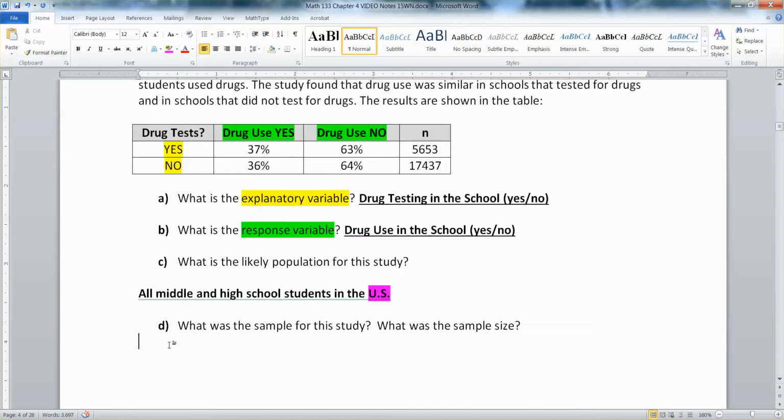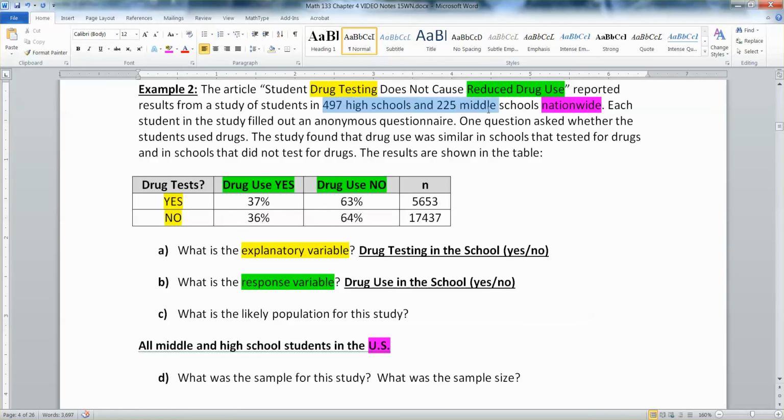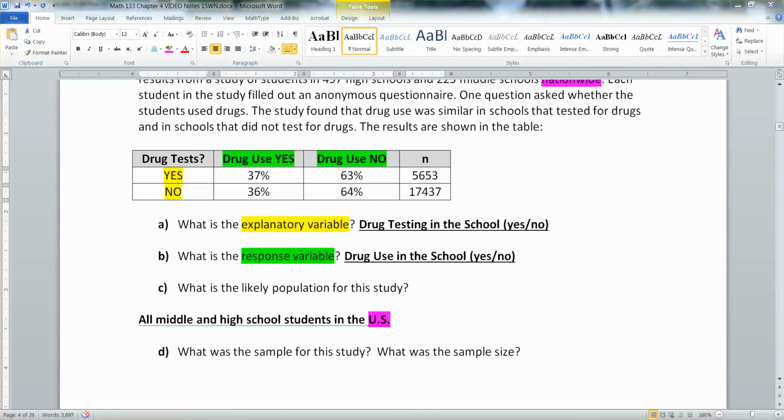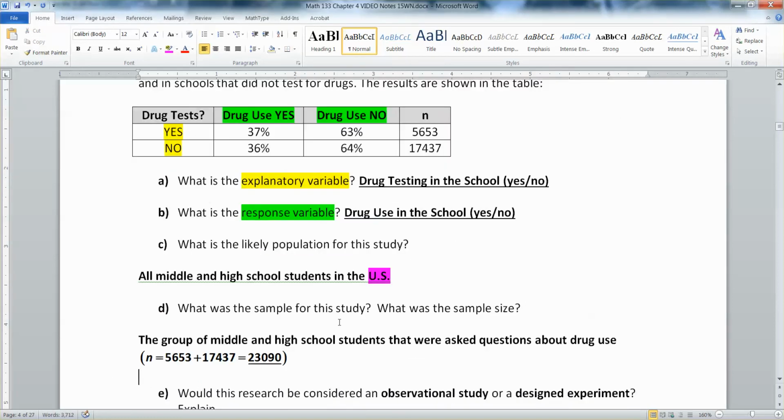All right, now the sample then would be the group that they picked. The sample would be the middle school and high school students that they asked from these schools, which comes to 5,653 from the yes, there's drug testing in my school group, and 17,437 students from the no, there is no drug testing in my school group, which makes a grand total of 23,090 students when you add those two numbers up. That would be your sample size, which is lowercase n. Technically, this would be n for the yes group, this would be n for the no group, and together, they make the n for the total. I put the little word total after that so you can see it.